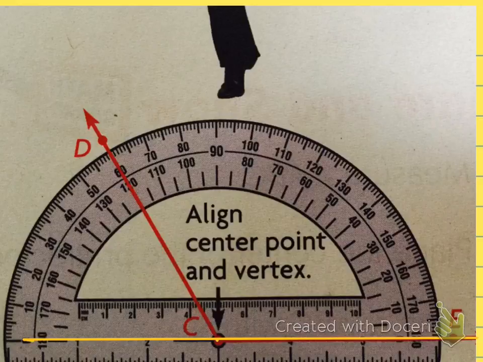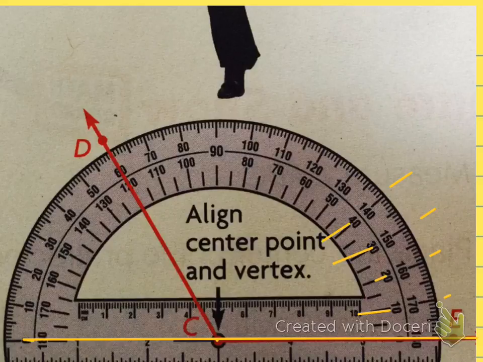Now I'm going to look at the curved edge of my protractor. I notice that there are two sets of numbers. There's a set of numbers that starts on the outside edge and goes from 180 to 170 to 160 to 150 to 140. But I notice there's also an inside edge where I've got 10, 20, 30, 40. Oh my goodness. So what is it that I'm going to do?